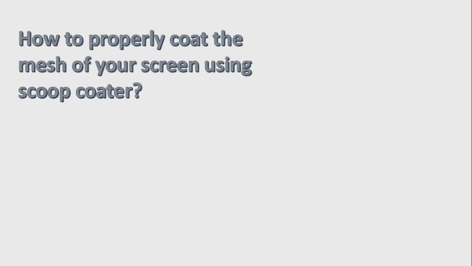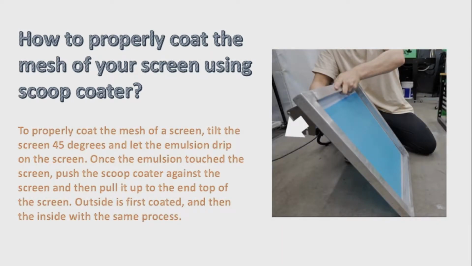Number 8. How to properly coat the mesh of your screen using a scoop coater? The answer is, to properly coat the mesh of a screen, tilt the screen 45 degrees and let the emulsion drip on the screen. Once the emulsion touches the screen, push the scoop coater against the screen and then pull it up to the end top of the screen. Outside is first coated and then the inside with the same process.